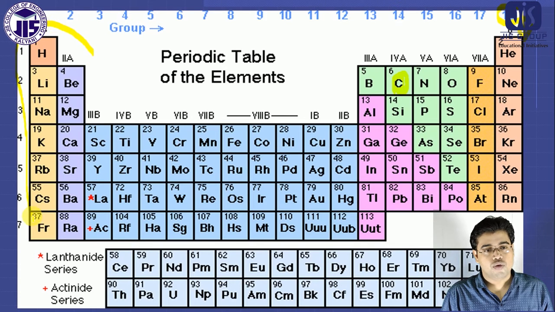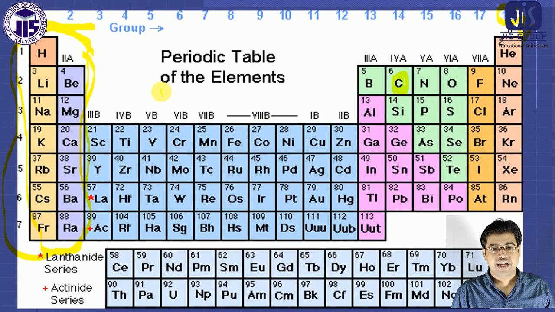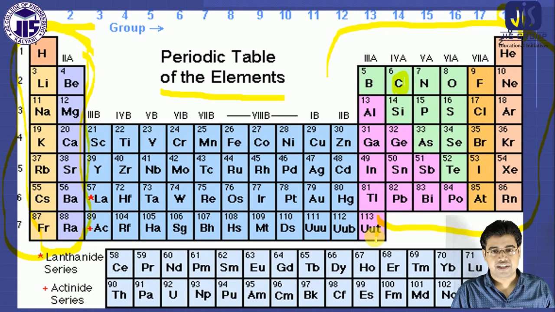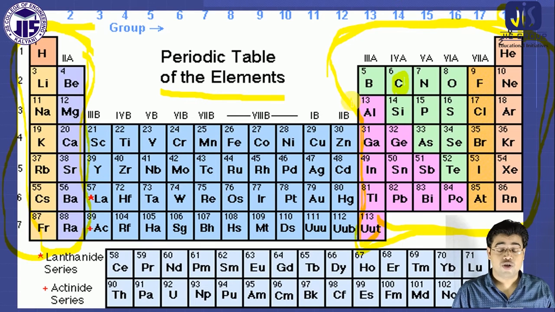So this 1 and 2 block is called the S block. On the right hand side, look here, all the highlighted elements form the P block, because the last electron of those elements enters the P subshell. So depending on that point, all those elements are in the category of the P block.